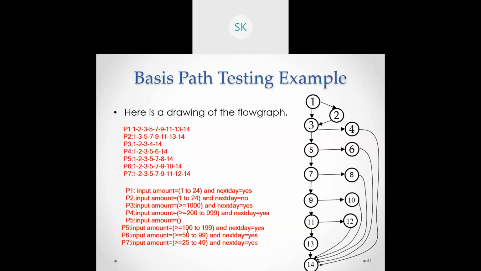So the inputs are two. One is amount, another one is next day. If the next day is true, then what happens? If the next day is false, what happens? So based on that, both the things I need to have in my calculation. Then only I can calculate the amount. Otherwise, I cannot. So what is the expected output?